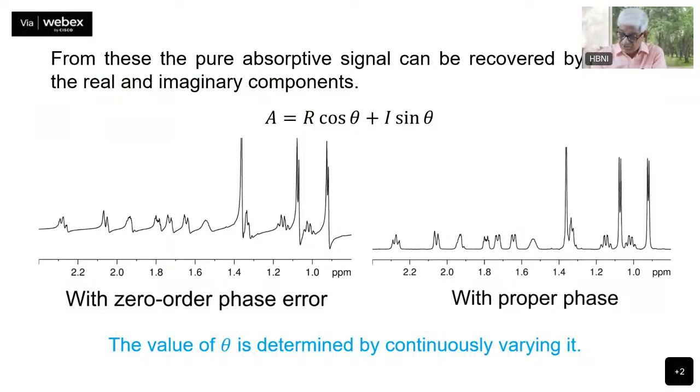How do you determine theta? This is typically done by trial and error. The value is determined by continuously varying it. A priori, you do not know how much it is, but you can do this on the fly; the computer is coded that way. You continuously change theta so that you get a clean phase. You can look at the baseline, which should remain flat all through, and that is an indication that you have a good phase.